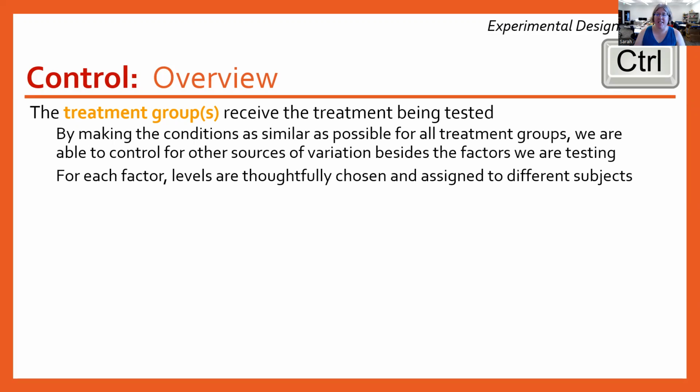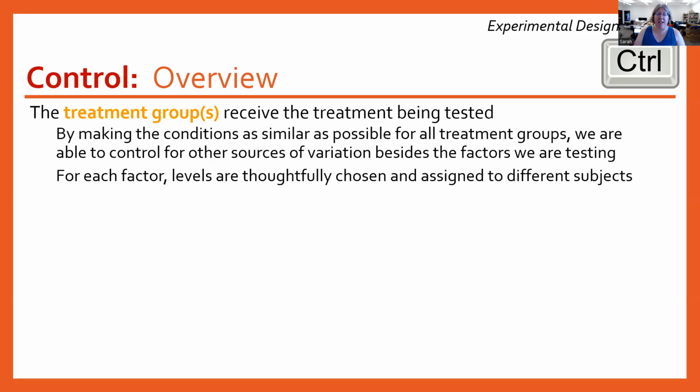By making the conditions as similar as possible for all treatment groups, we are able to control for other sources of variation besides the factors we are testing. The biggest thing here is that the only difference between these groups should be whatever that treatment is. Everything else should hold the same or be constant.